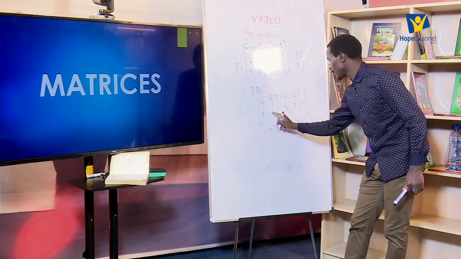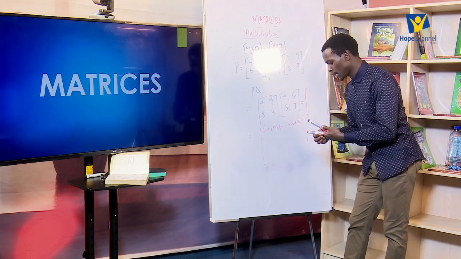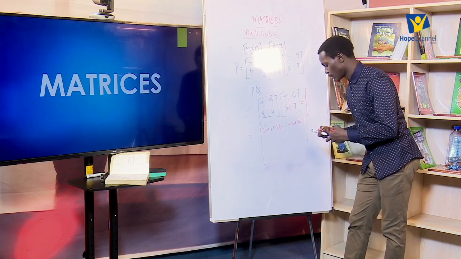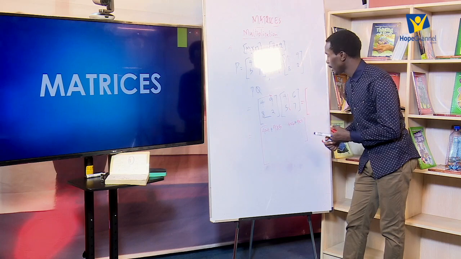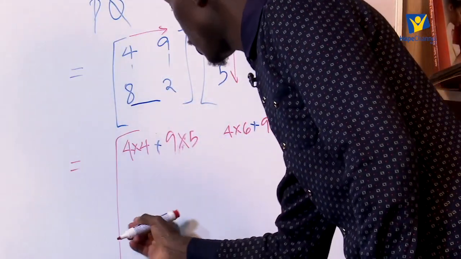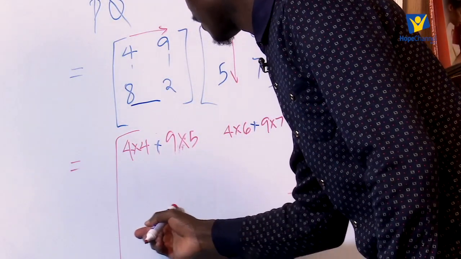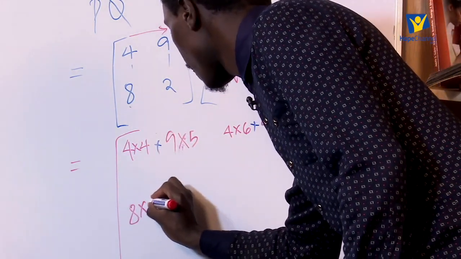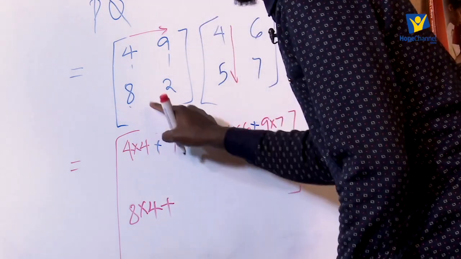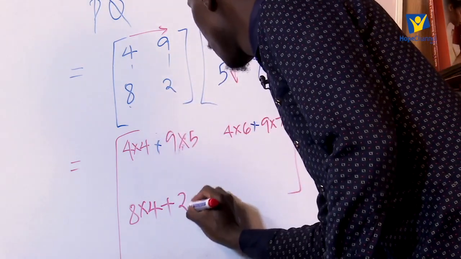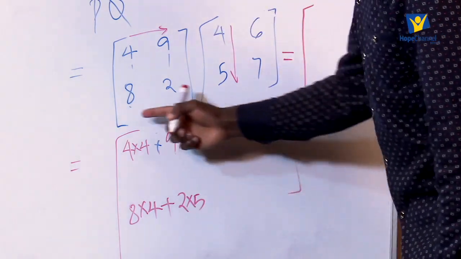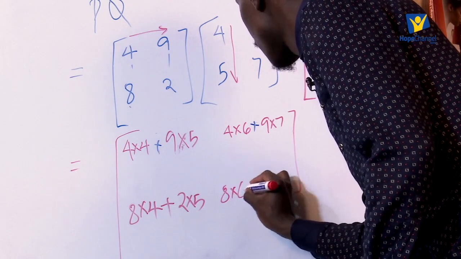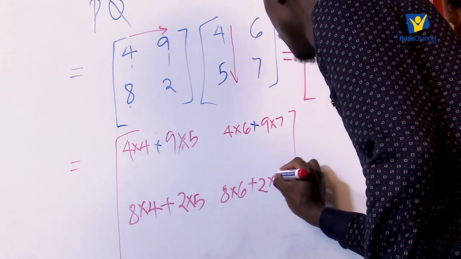Moving on to the next one, we have 8 times 4. Now this one will be second row, first column, second row, first column. That will be giving us the element that will be occupying that position right there. That will be 8 times 4, add 2 times 5. Then the last one will be second row, second column. That will be 8 times 6 plus 2 times 7.